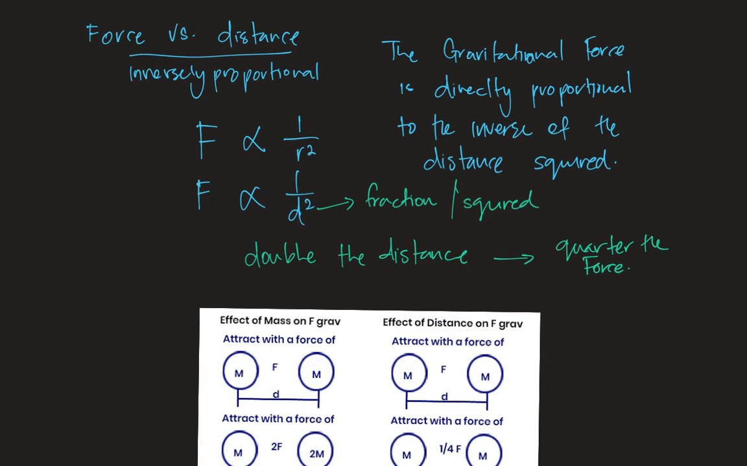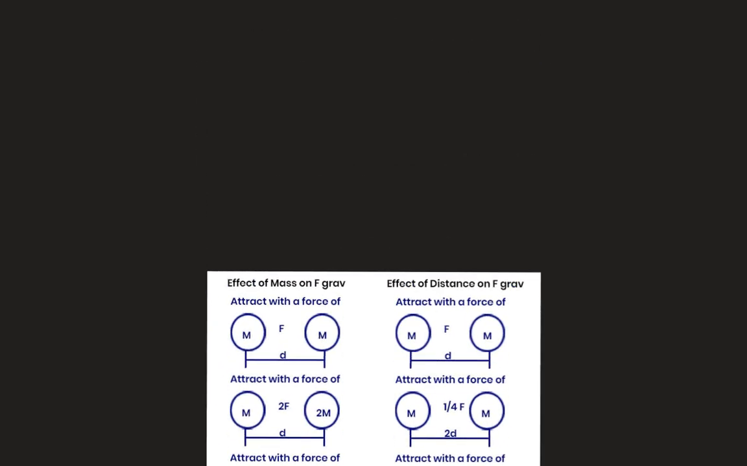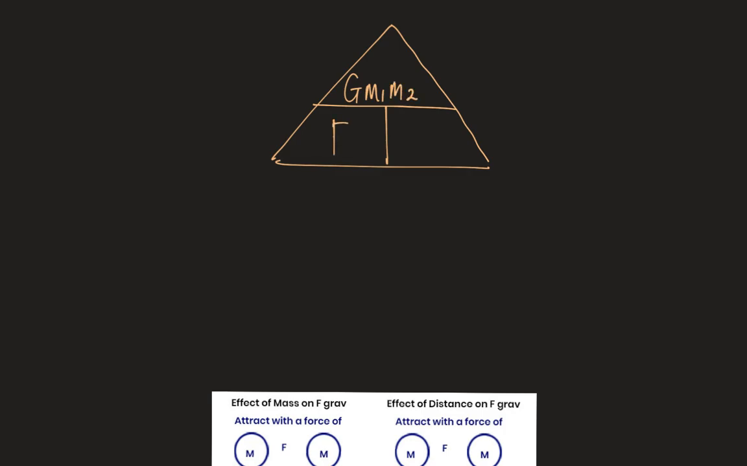All right, let's have a look here. What I can do is draw a little bit of a triangle. My triangle for this formula is going to look like this: G M1 M2 on top, with FG and the r squared below. So if I want to find any one of these things, I just cover up the others and I can manipulate my formula. So that's important as well.